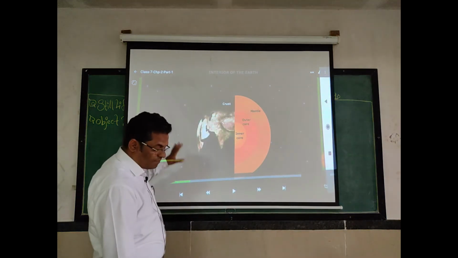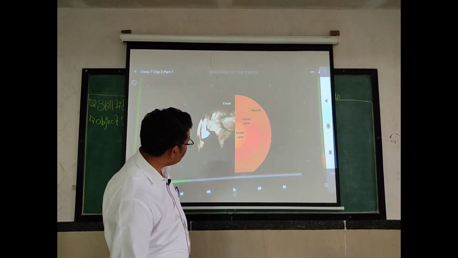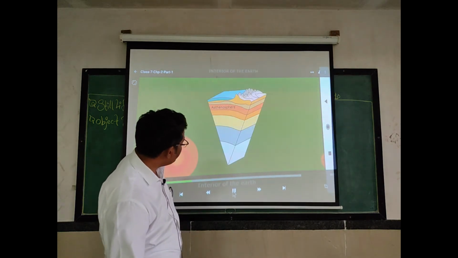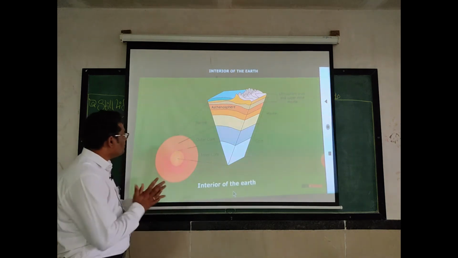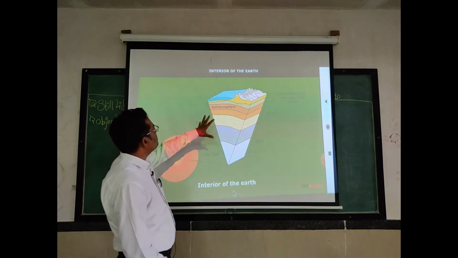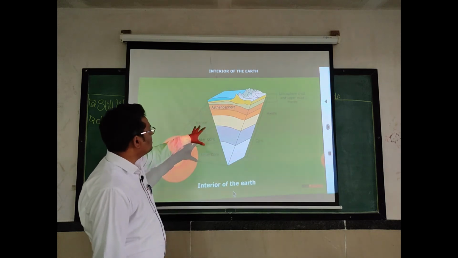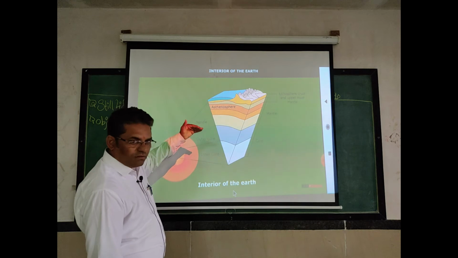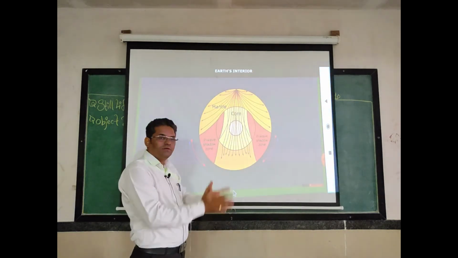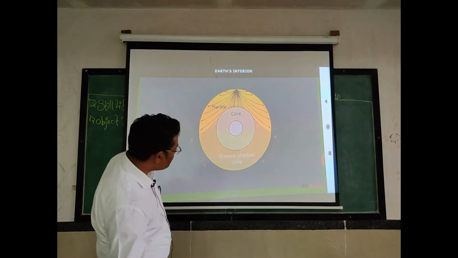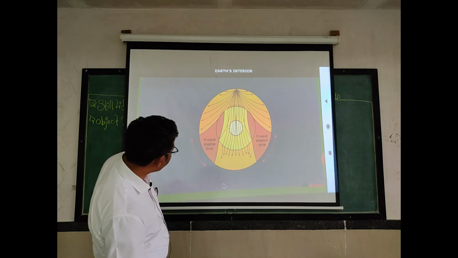Now comes the second part, that is rocks and minerals. Now how did the rocks and minerals come on the earth? See, you can find it. Now there is another picture of the interior of the earth, which has been described by taking a piece, like a pie, from the earth. Now this is the piece of the earth that has been taken over here.